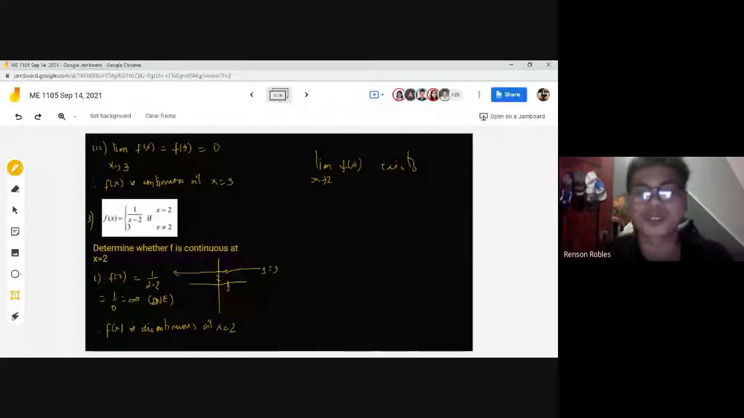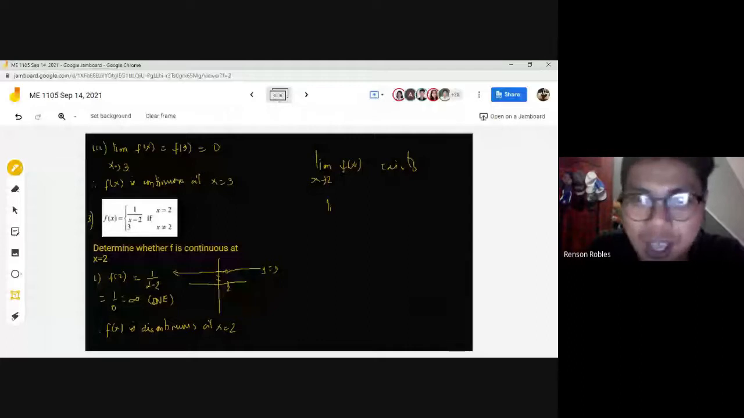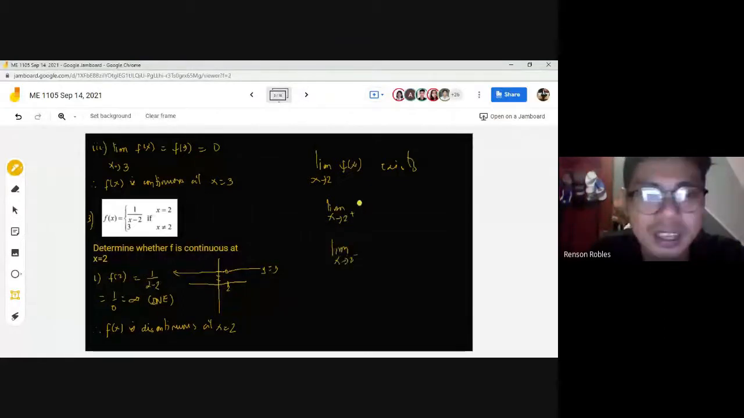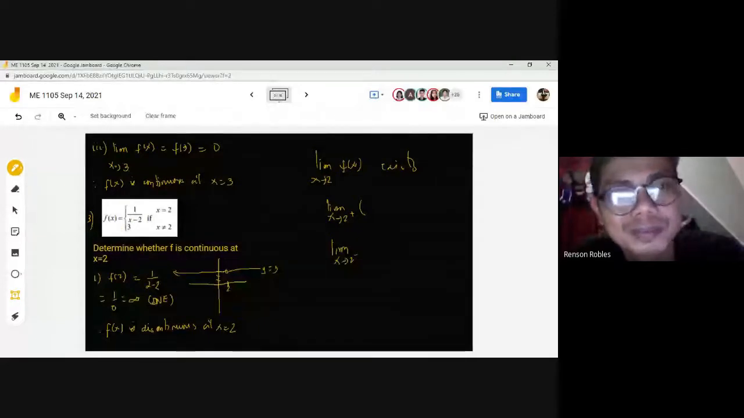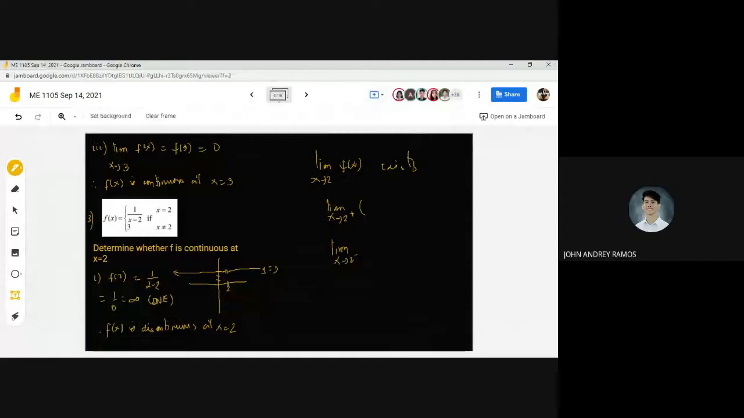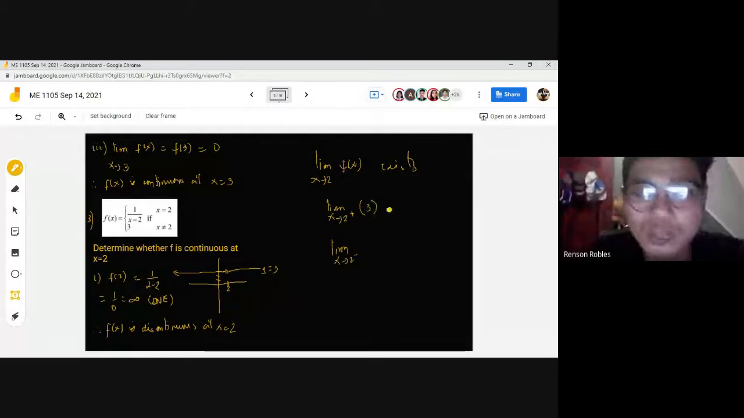2 will exist because we're going to get the left-hand side and the right-hand side. Okay? As x approaches 2 from the left. If we're coming from the right, which of these two are we going to use? Yung 3 po. So what is the limit of 3 as x approaches 2 from the right? It's 3.